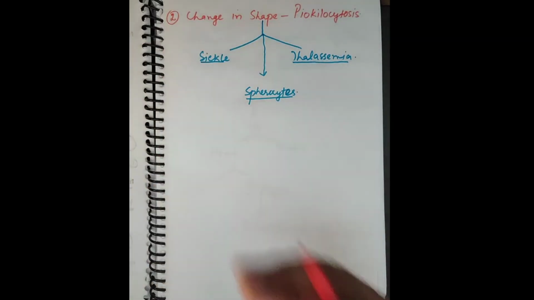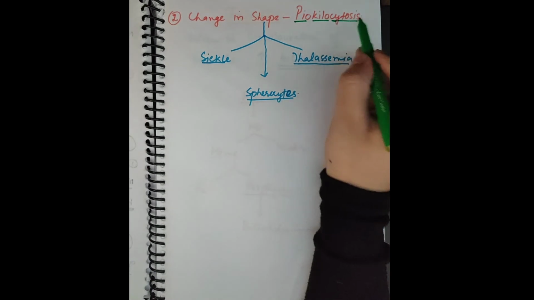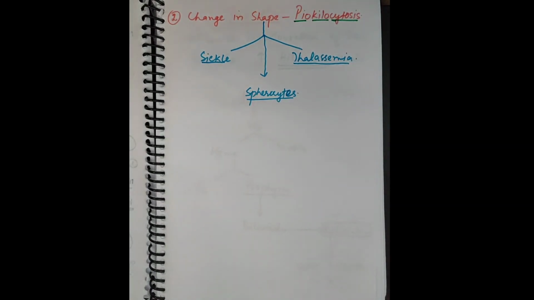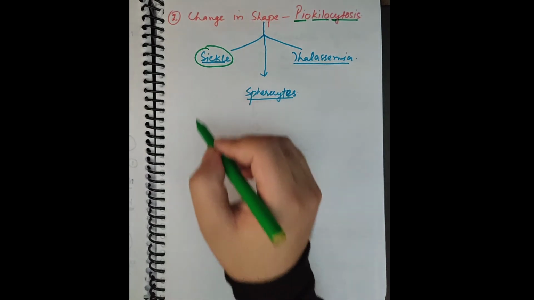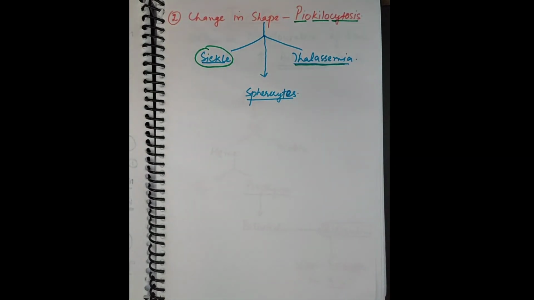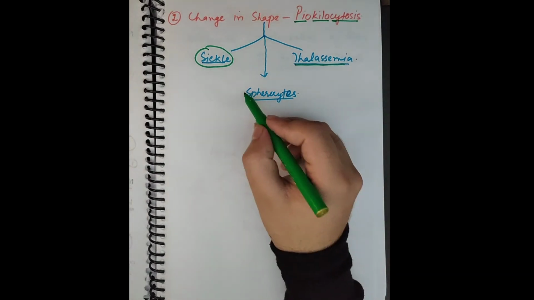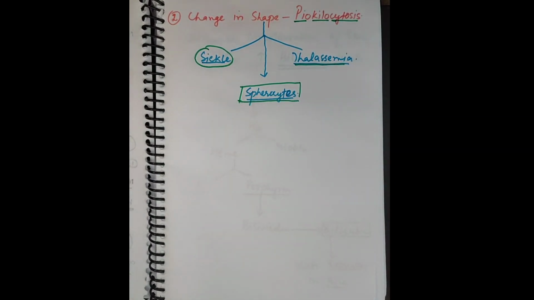Now another thing is change in the shape. We discussed size, now there is shape, and whenever there is a change in the shape, it is known as poikilocytosis. Poikilocytosis is the disorder of RBC in which there is a change in shape. Basically there are three disorders: sickle cell anemia, in which the RBC becomes sickle shaped; thalassemia, which we have already discussed; and spherocytosis, which is an important one.